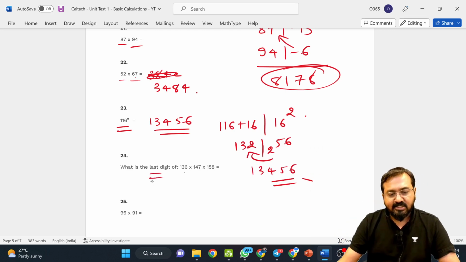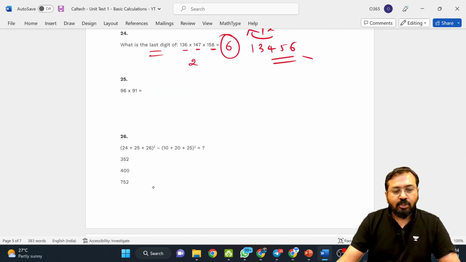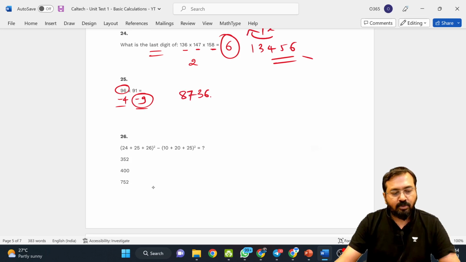What is the last digit? 6 sevens are 42, so 2 into 8, 16, so the last digit will be 6. Similarly, 96 into 91: minus 4, minus 9, minus 4, minus 9, positive 36, and 96 minus 9 is 87, so 8736. Now look at this question.